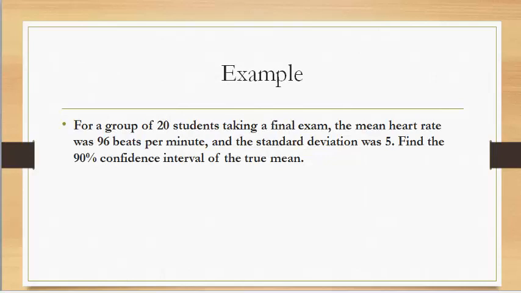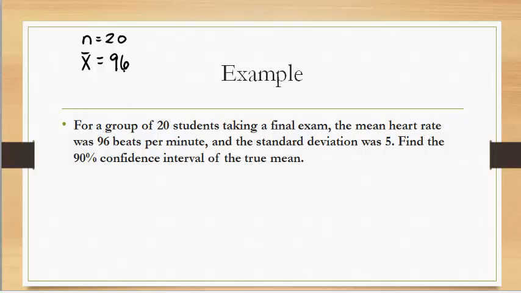Our next example says, for a group of 20 students, and again I'm going to write as we go, so a group of 20 students, that would be our sample size. Taking a final exam, the mean heart rate was 96 beats per minute. So we know that for our 20 students, the mean of that sample was 96. And the standard deviation was 5.